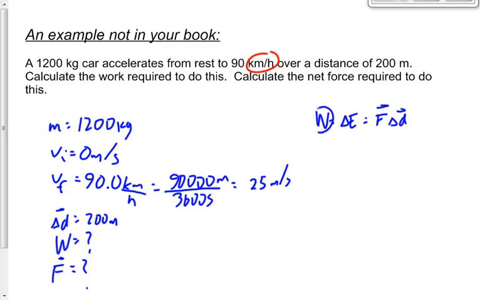To find work, we could either multiply F times D, but we don't know what F is, so that doesn't seem to work. Or we can use the whole delta E thing. What kind of energy does this car have at the end of the problem? After it's accelerated, it's got what? Sadie, what kind of energy does the car have after it's accelerated? Yeah, no, you're right. It's kinetic energy. So we're going to say it's 1/2 m v f squared.